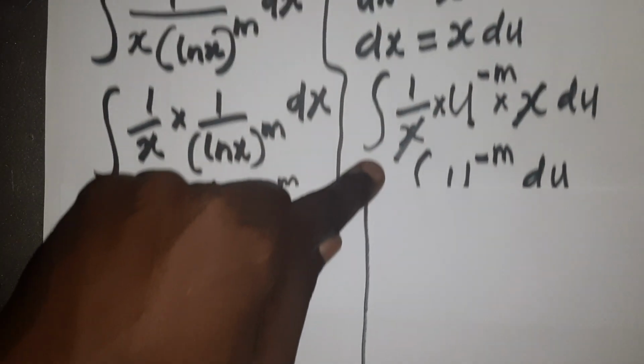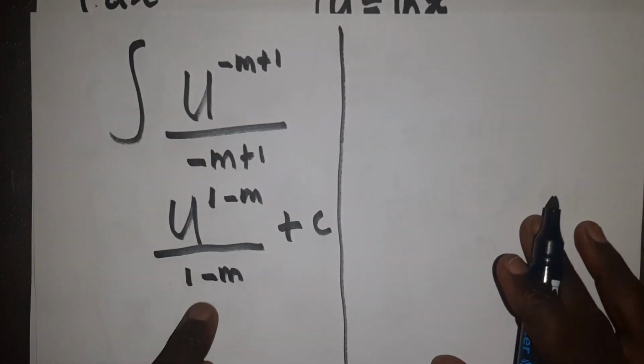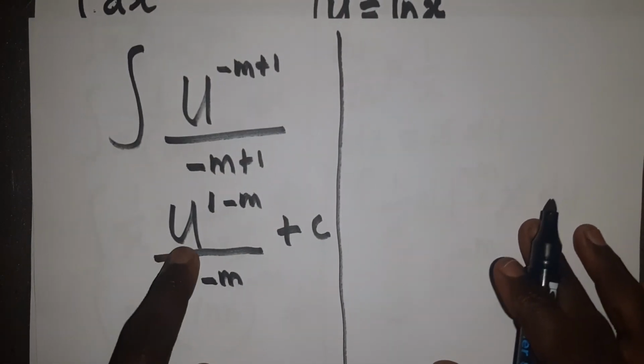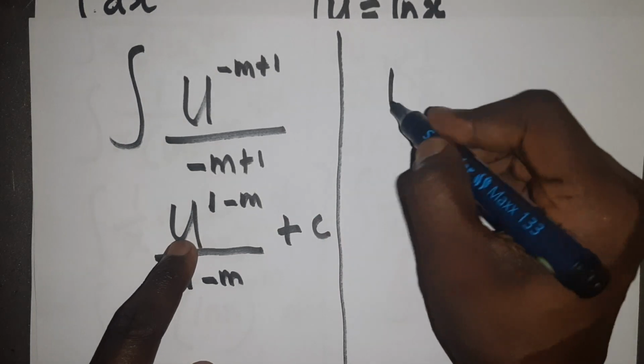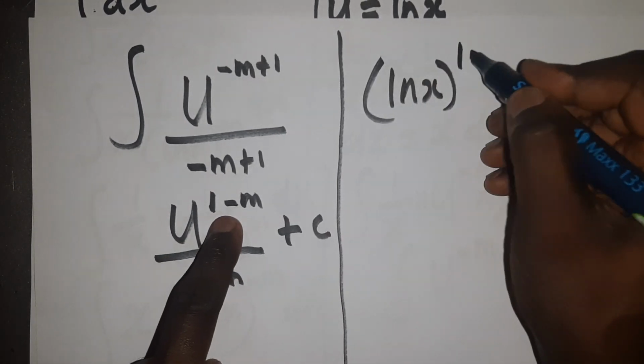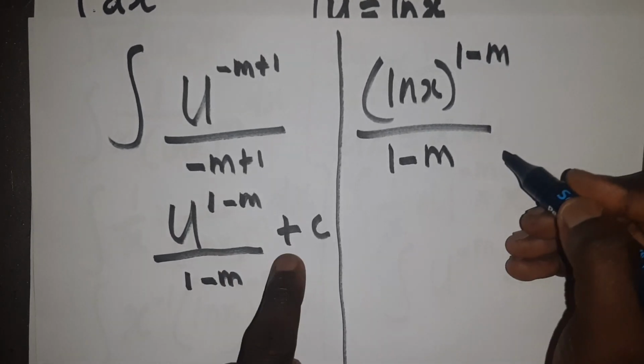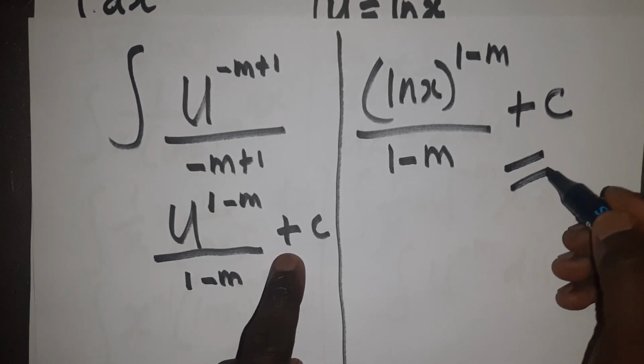But we still have to bring back the value of u. Remember, we made u to be what? ln of x. So anywhere there is u in this answer, I'll just fix ln of x there. So rewriting this, my u is ln of x, raised to power 1 minus m, over 1 minus m, and then plus c. So this is your final answer.